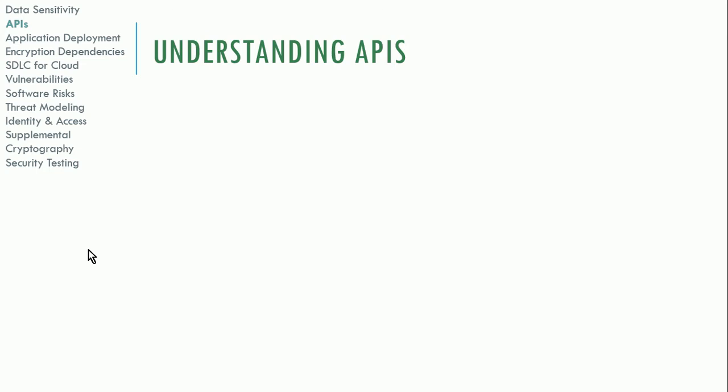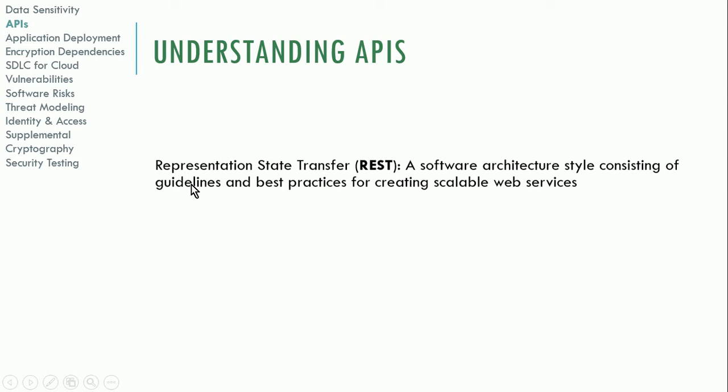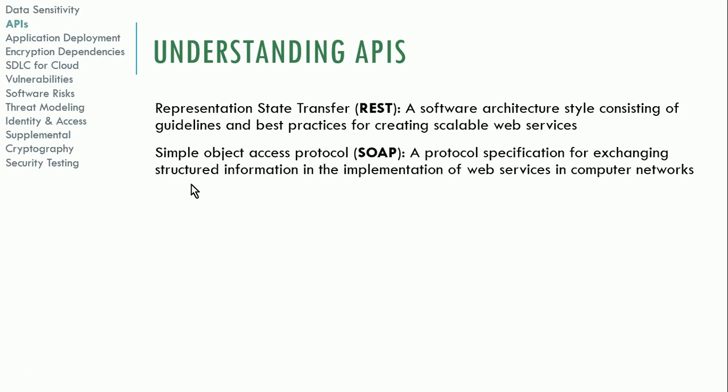So a lot of things on the web work with APIs, and I'm going to show you an example of that. There's two basic types of APIs. One is called REST and the other one is SOAP.